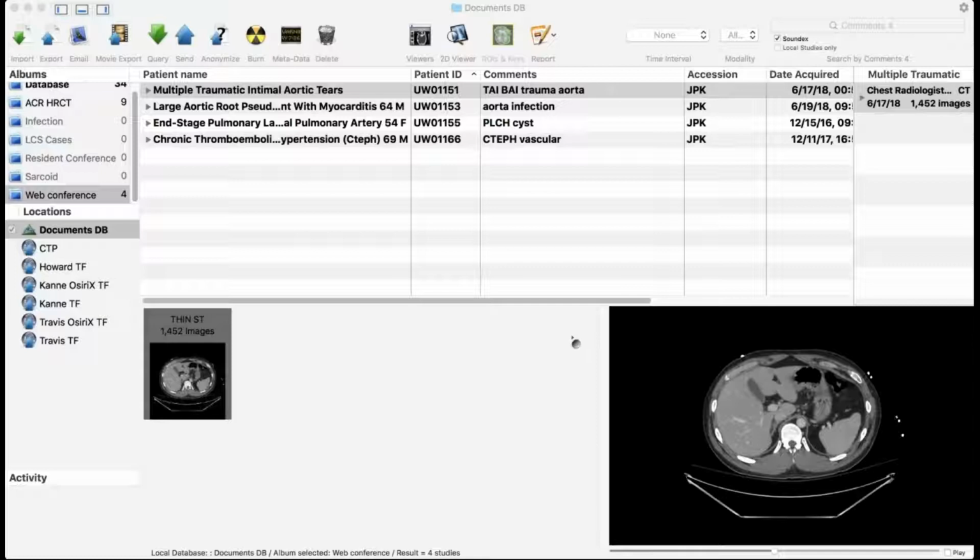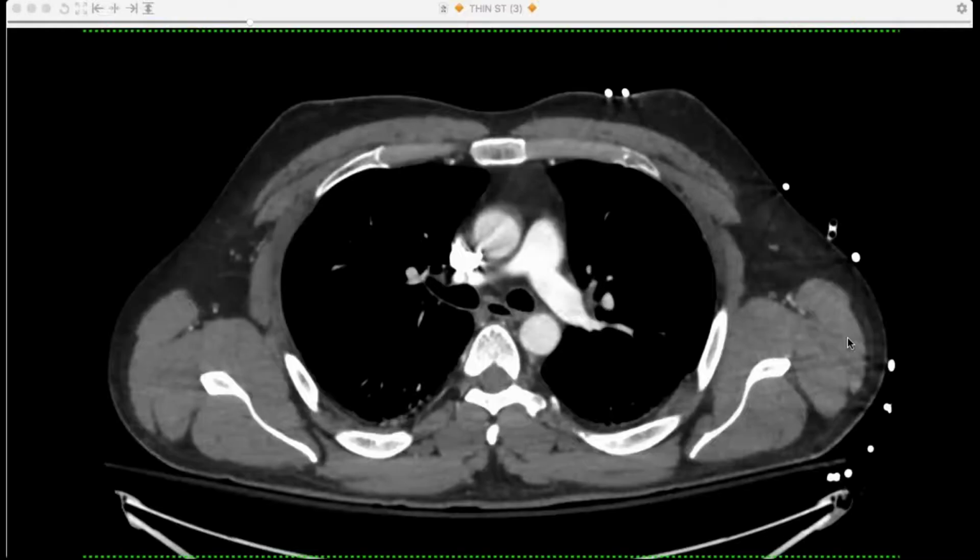Jeff, we're not seeing your second screen. We're just seeing your database. Why is it doing that? All right, we'll start over again. Here we go. Now you should see a CT scan.